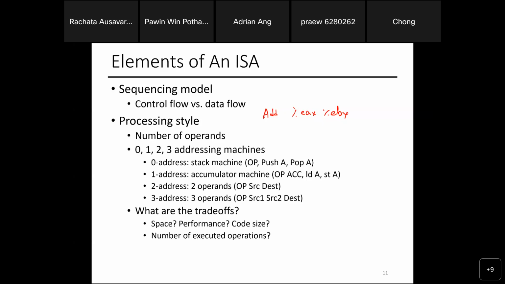Super simple. Then you have things like x86, and nowadays many modern devices like RISC-V or ARM processor, I believe, the 3 address machine, which has 2 sources, one destination. Makes sense, right? Because your operation either has 1 input or 2 inputs, or 3 address. That's all you need. So the trade-off, again, is space: how compact can one instruction be? Things like code size, and also number of executed operations.